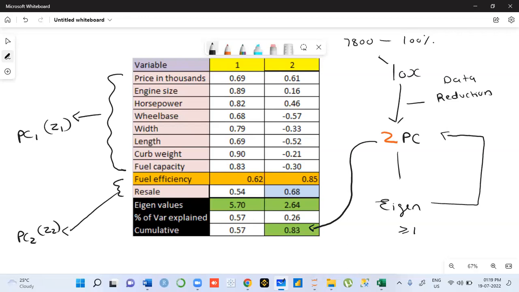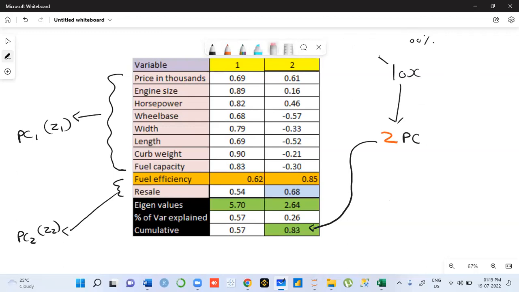83%. What percent variance was available to us earlier? 100%. Okay. So we have how much percent variance? 100%. Out of that, how much percent are we able to explain using 2 groups?